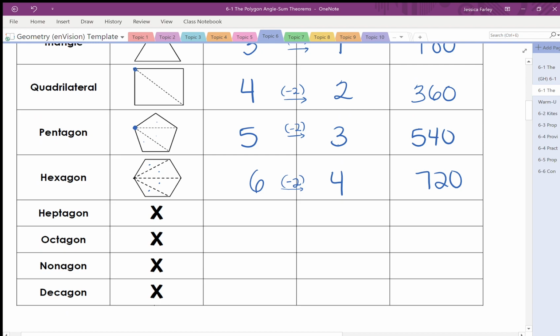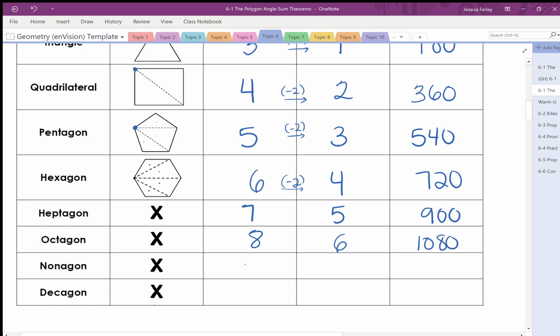So let's try it now. We don't need a picture anymore. Let's follow the pattern. Heptagon is 7 sides. That means we'll have 5 triangles inside of it for a total of 900 degrees. Octagon, 8 sides. 6 triangles can be drawn. 6 times 180 is 1080.